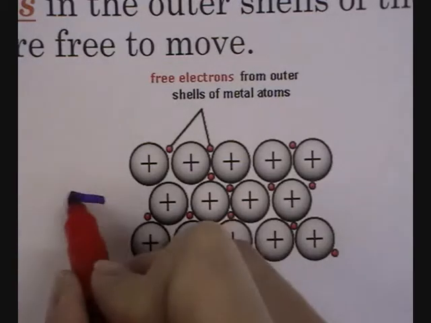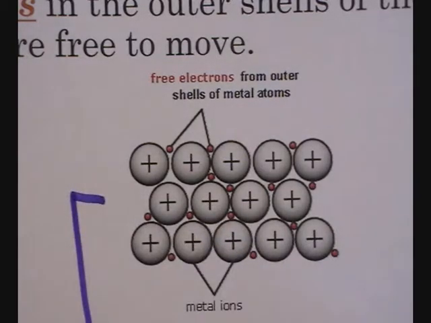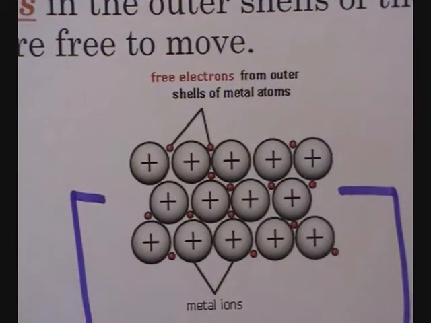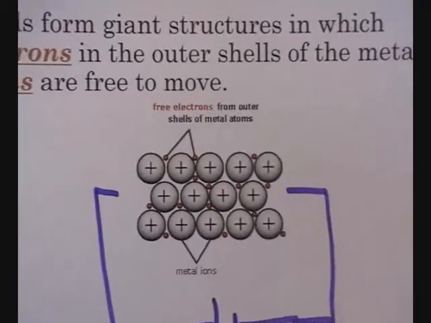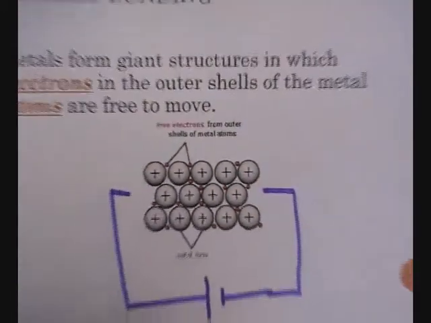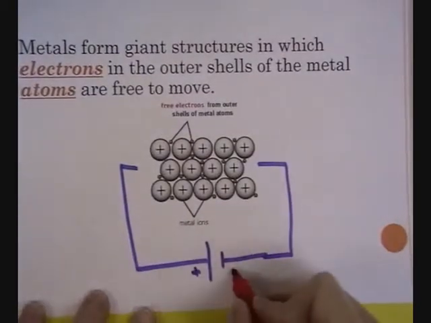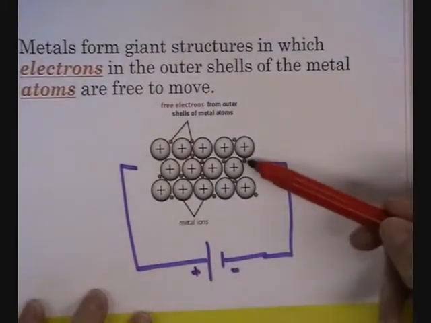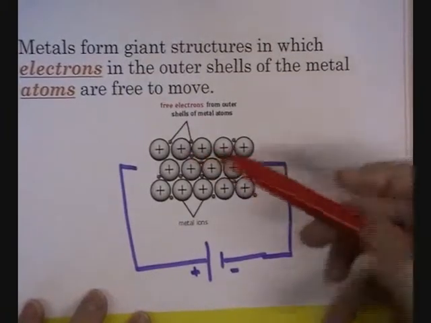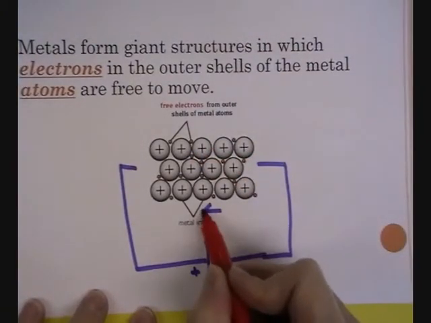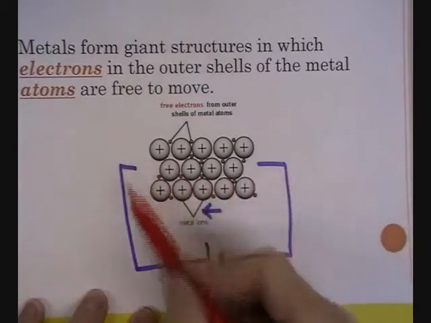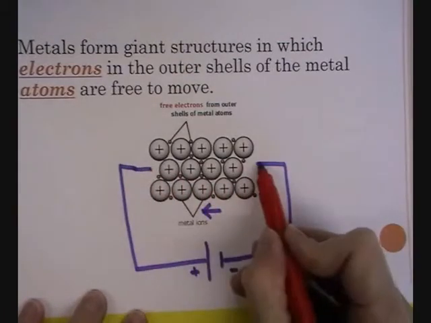So if we connect them into a circuit with a battery, this side positive, you can't see that, so I'll just zoom out a wee bit. So if we make this side positive and this side negative, electrons are negative, and so they are pushed away from the negative side towards the positive side, and this becomes a current.